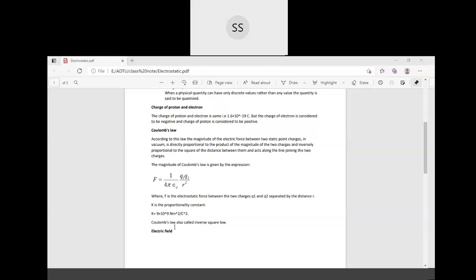Coulomb's law is also called the inverse square law. Since the force is inversely proportional to the square of the distance, Coulomb's law is also called the inverse square law. So, do you have any question on Coulomb's law? You can ask if you have any confusion.